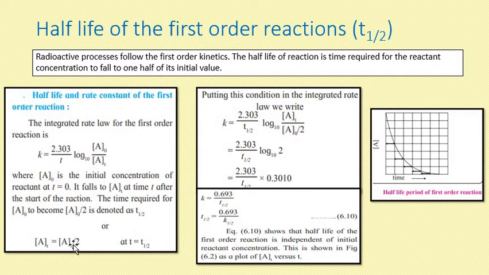On substituting the value of At in this equation, I would be getting K equals 2.303 upon t half log base 10 A0 upon A0 upon 2. And this would become K is equal to 2.303 upon t half log base 10 2. The log base 10 of 2 value is 0.3010, and the relation becomes K is equal to 0.693 upon t half. According to this formula, it is seen that the half-life of a first order reaction is independent of the initial concentration of the reactant.